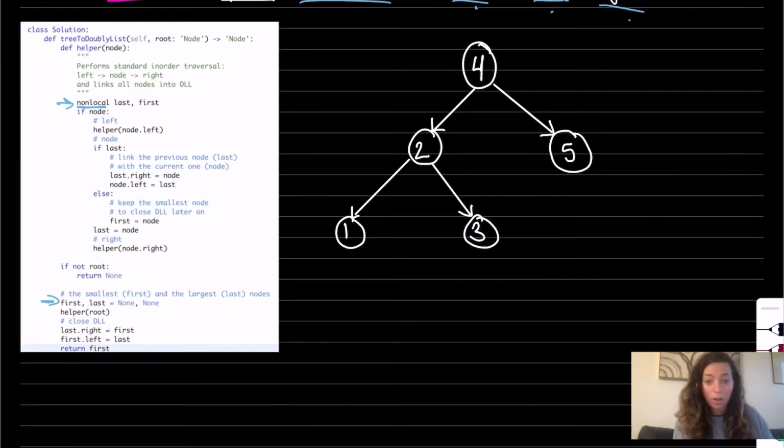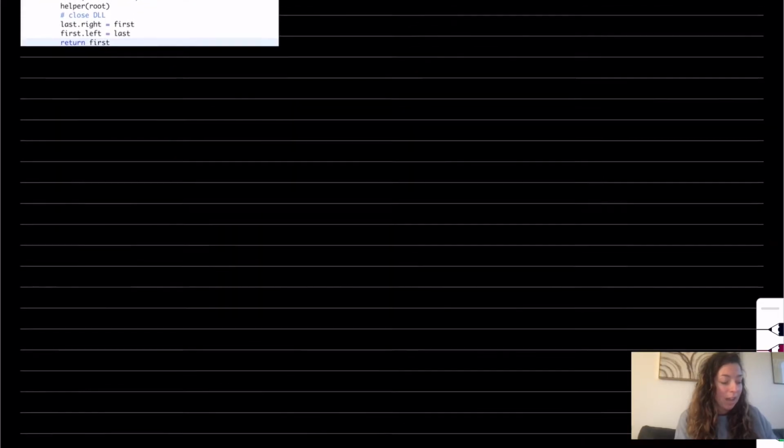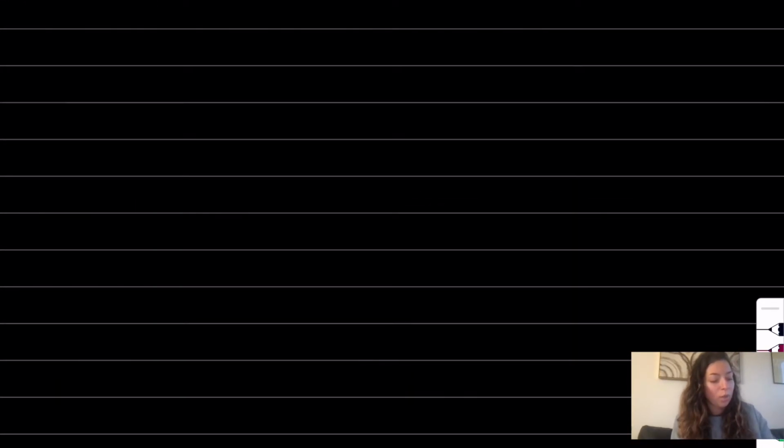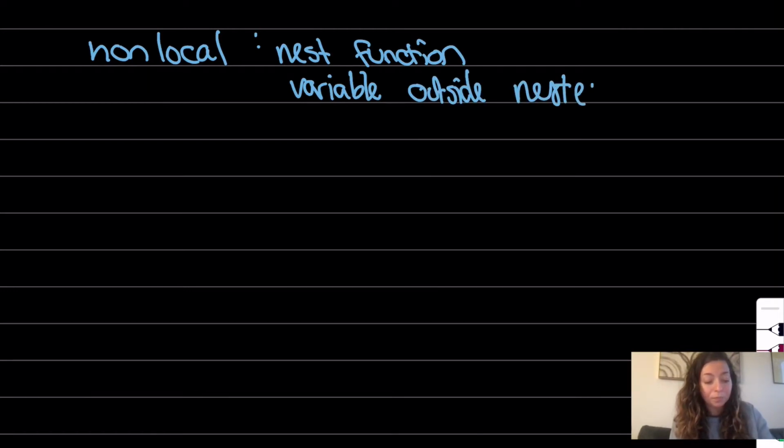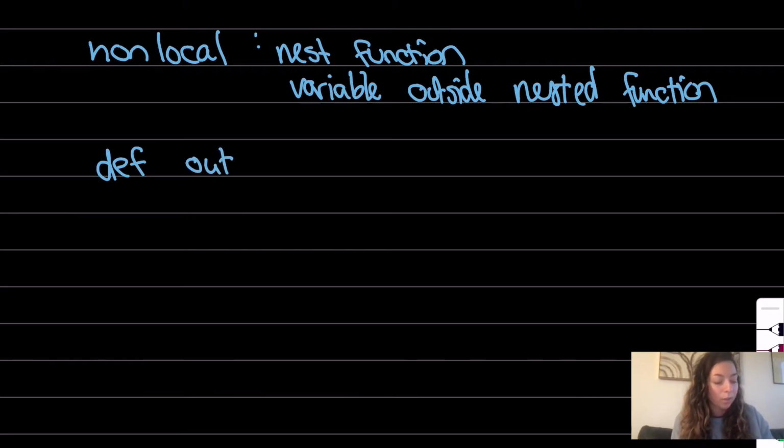Actually means, in case you're not familiar. Let's look at a simpler implementation. We use nonlocal when we have a nested function and a variable that we want to be available outside the nested function. What I mean by that is, let's say that we have some function, we'll call it outer. And then we have another function, we'll call it inner.